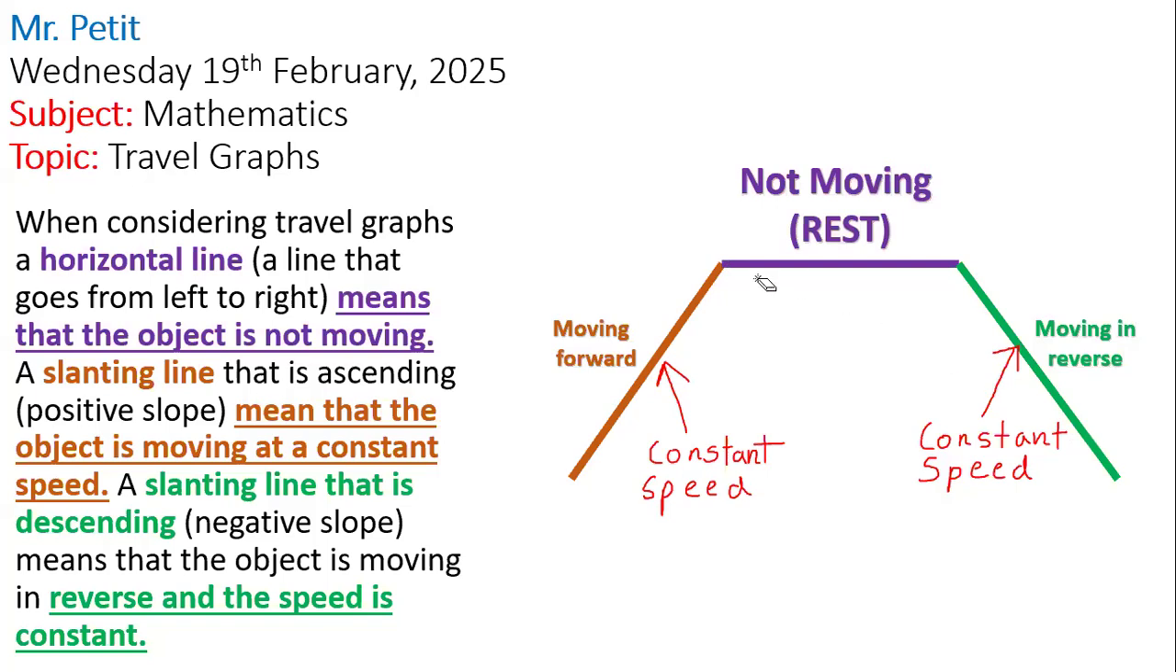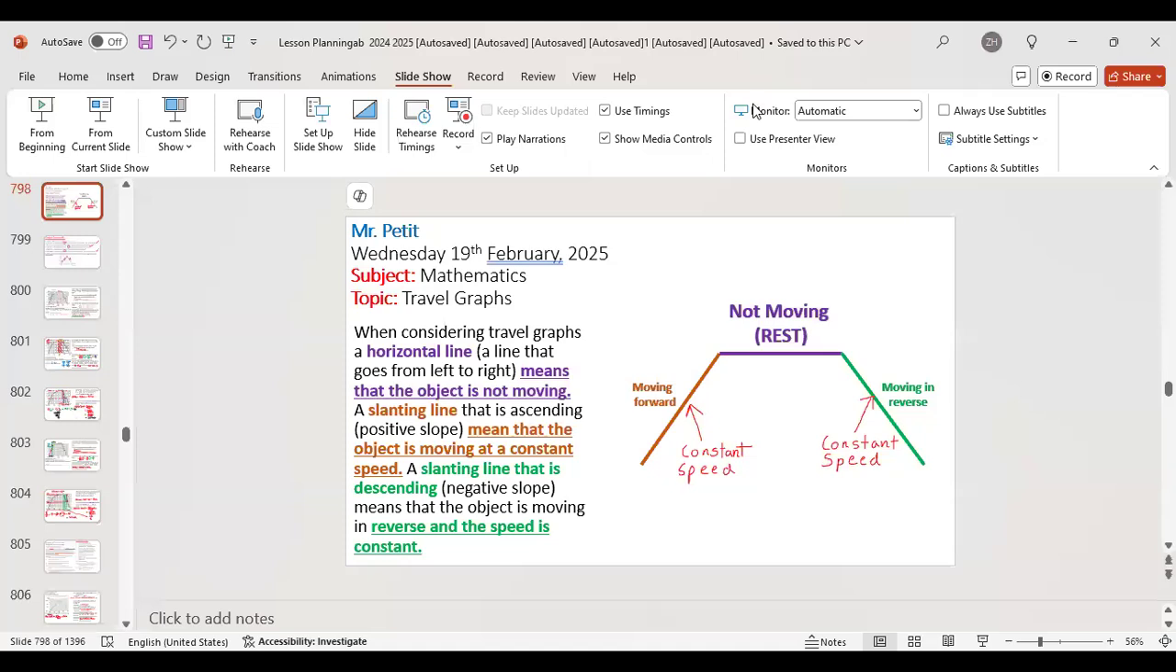Okay. This is the key to understanding travel graphs. You see a bunch of lines going up and down and slanting, and wonder what's happening. This is the interpretation. If we have a slanted line that's ascending, the object is moving forward. If we have a horizontal line, the object is at rest. And if we have a slanted line that's moving downward, the object is moving in reverse. So with that in consideration, let's go ahead and do a graded exercise. Hopefully you all do well with it.